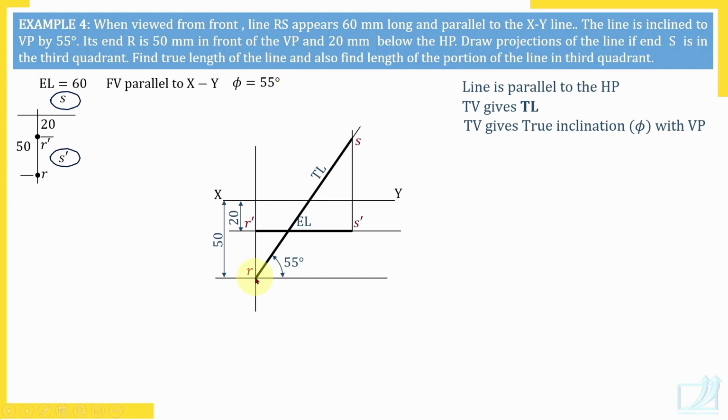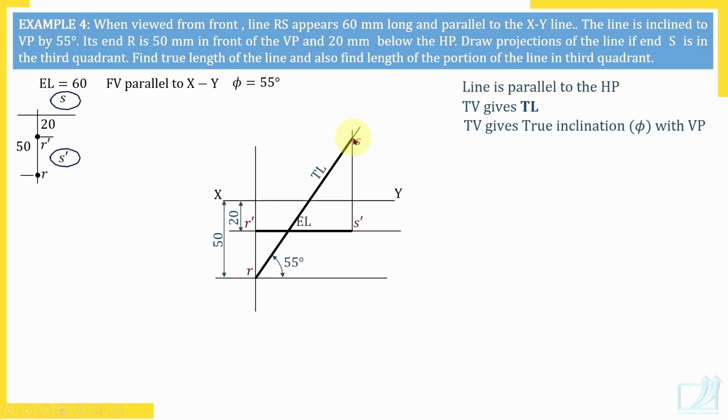So find in the sense, just measure this RS. Measure that length RS and you will get the true length. But what else is asked in the problem? Find the true length of the line and also find length of the portion of the line in third quadrant. One end of the line is in fourth quadrant and the other end of the line is in third quadrant. Top view above, front view below.